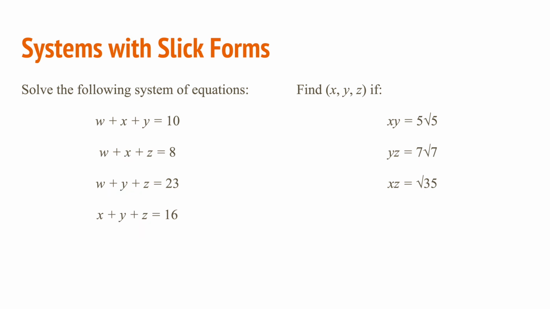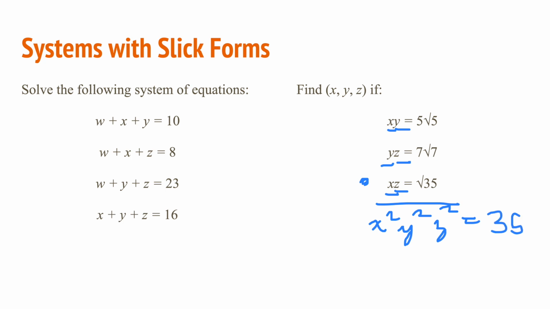Let's go on to the next system of equations. There's something similar going on here with 2 x's, 2 y's, and 2 z's. So let's multiply it together. We get x squared, y squared, z squared equals 35 squared. We can take off the squares, but we have to remember that there are 2 solutions, so it's plus or minus 35.